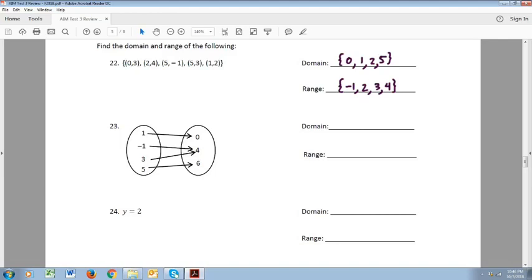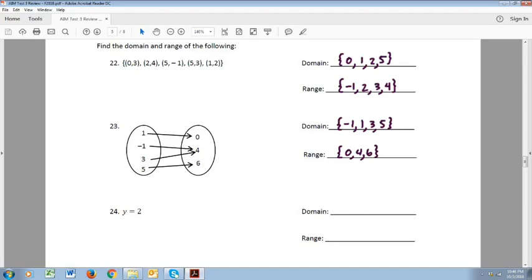And of course, on number 23, this is your domain, this is your range. So the domain is just all the numbers in the first set there on the left, -1, 1, 3, and 5. And your range on the set to the right is 0, 4, and 6.